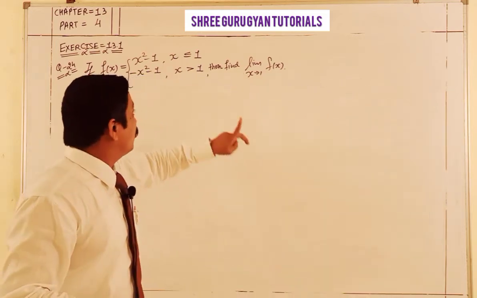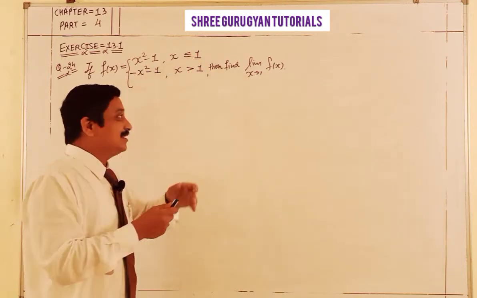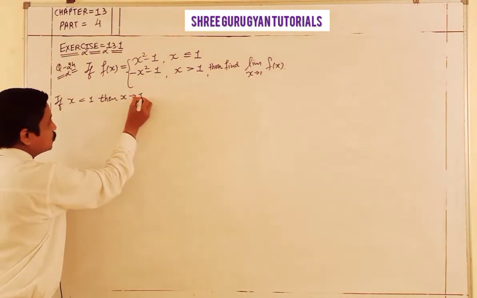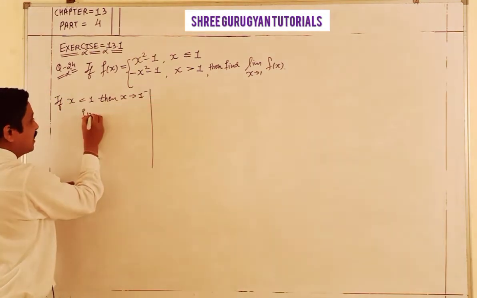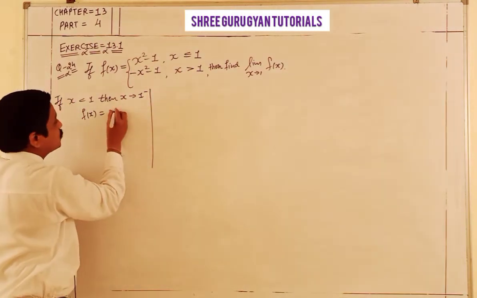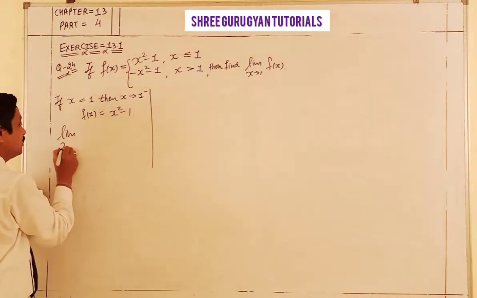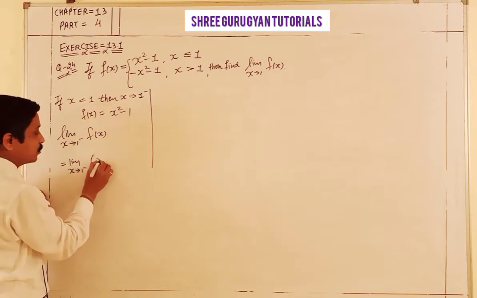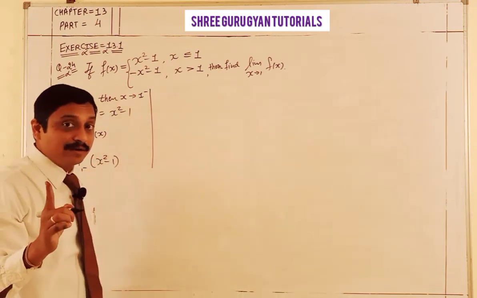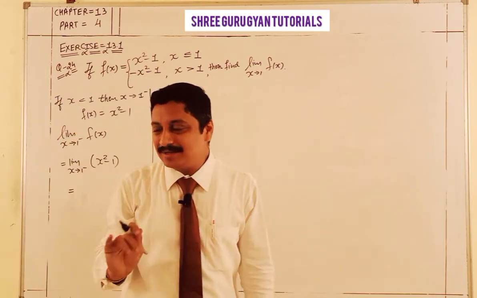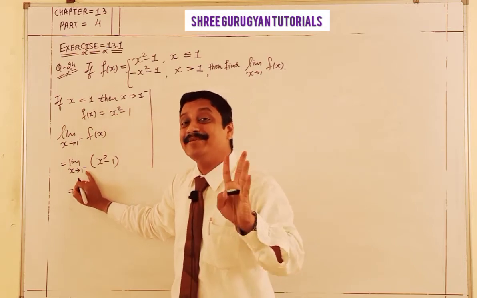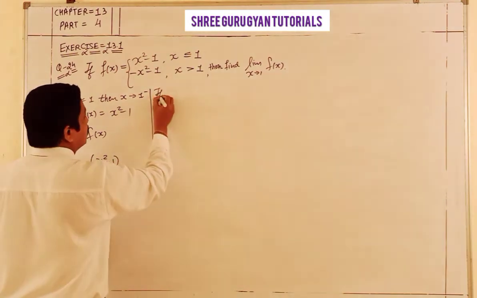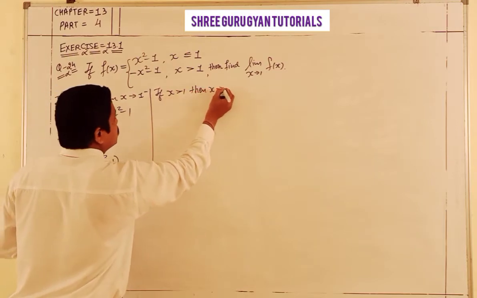So students, here two cases are given, one for more than 1, one for less than 1, and also the equal case. I start with x less than 1, then x tends to 1 from the minus side. In the minus case, f(x) is x square minus 1. Just put x equal to 1. The minus only indicates it is a left hand side limit. Putting the value 1, my answer is 0.